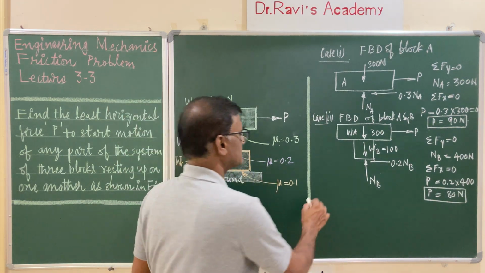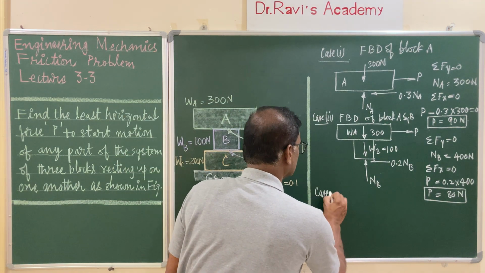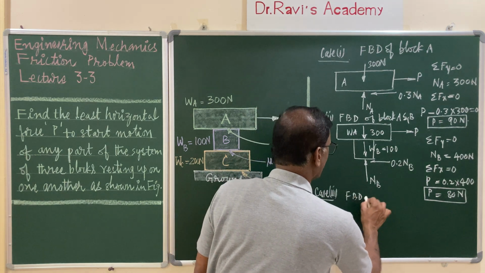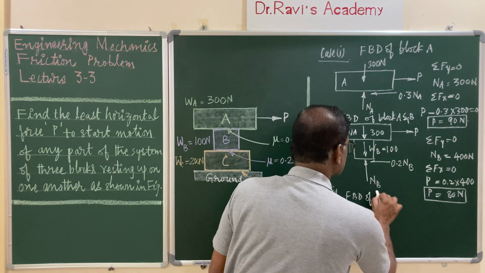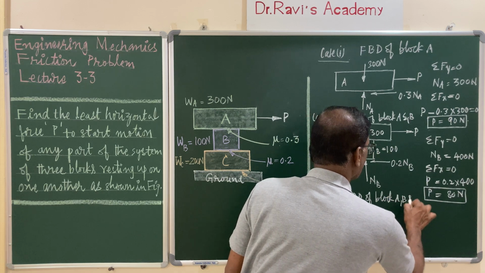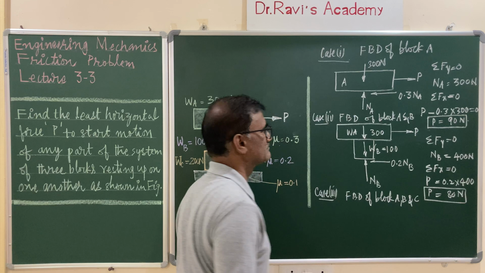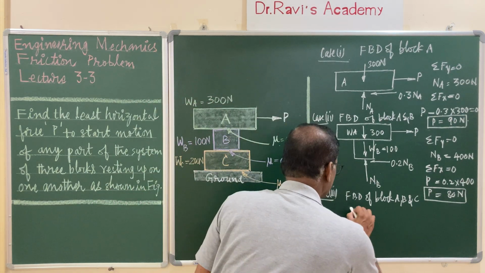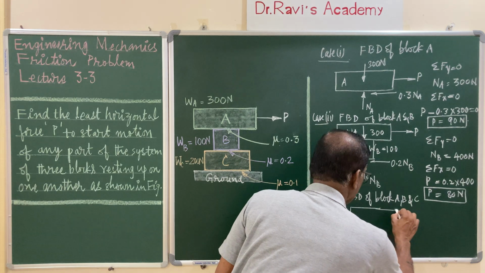Your third case, case 3, is the free body diagram of blocks A, B and C together. A, B, C together. That means you have to draw the free body diagram of the whole system. That is block A.